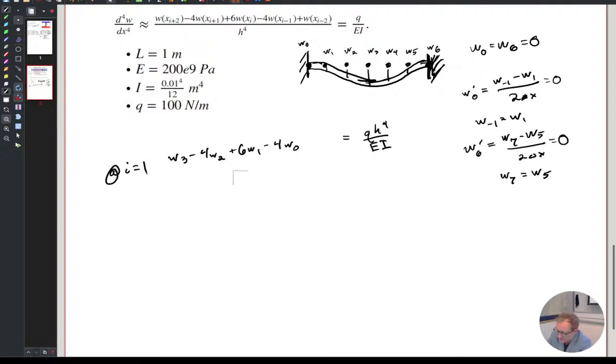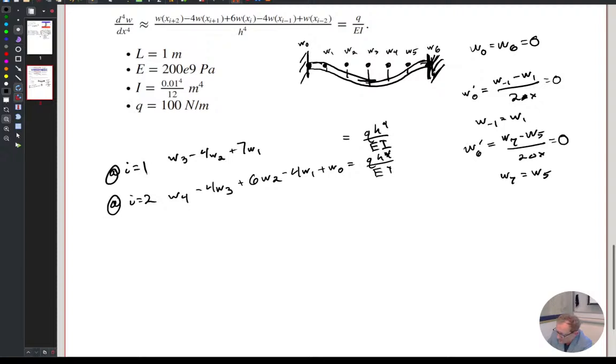So that W -1 turns this into a 7. And this W0 is 0, so that one goes away. When i equals 2, I have W4 minus 4W3 plus 6W2 minus 4W1 plus W0 is QH to the 4 over EI. But again, W0 is 0, so I can get rid of it. And W1 I'm trying to solve for.